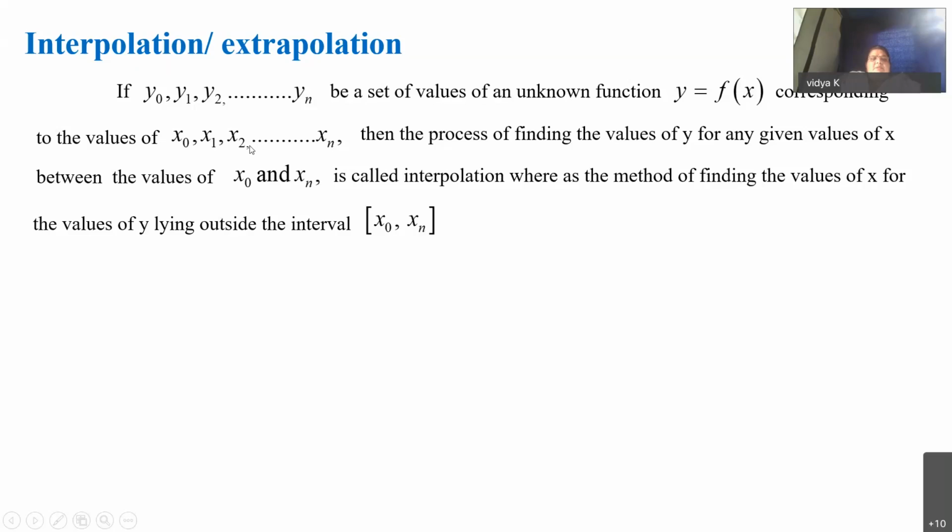Sometimes I want to get the value of y for values of x which are to the right of x naught at a shorter distance. Then how to find that? That method of finding we call extrapolation.